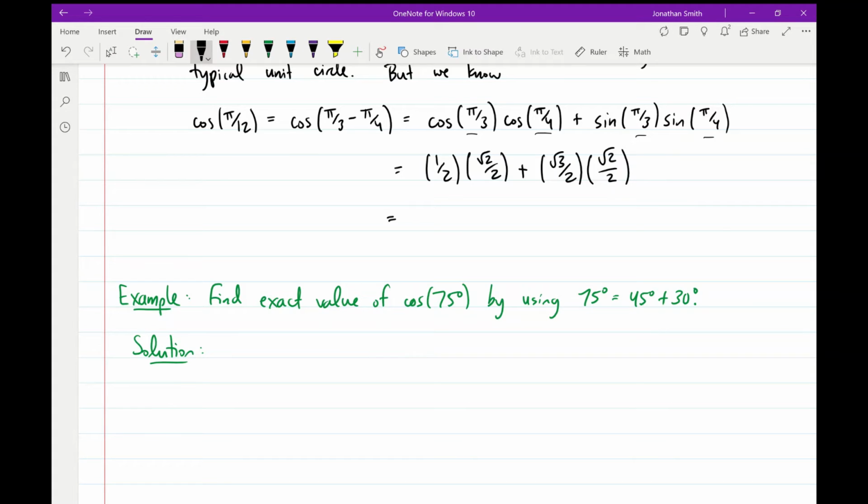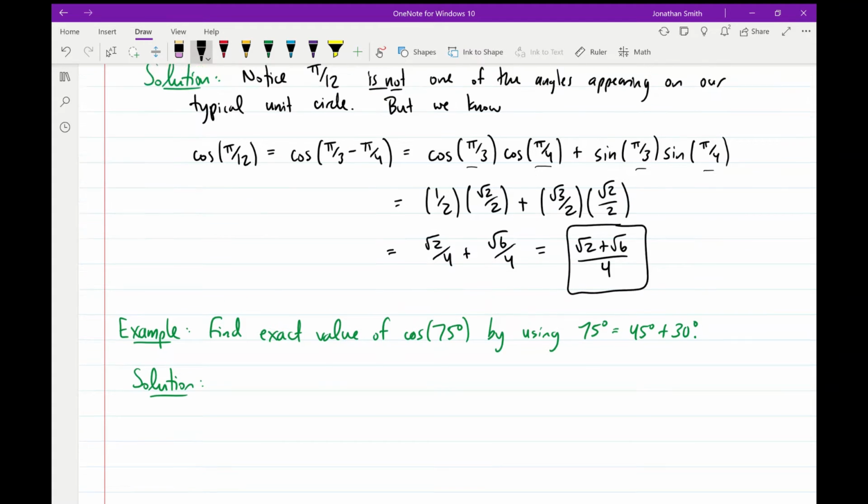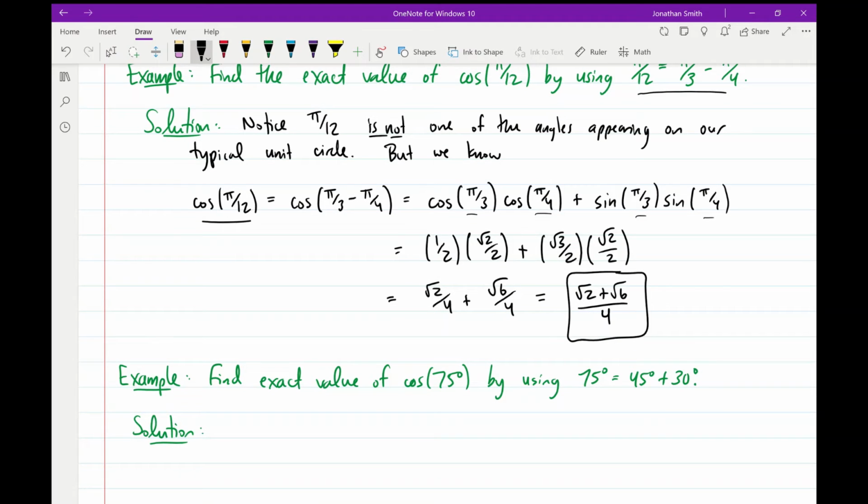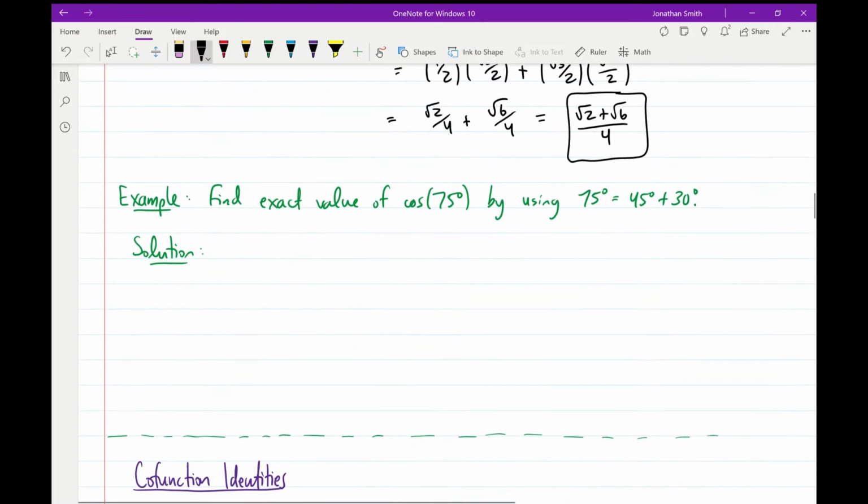All right, so now 1/2 times root 2 over 2 is going to give us a root 2 over 4, and root 3 over 2 times root 2 over 2 gives a root 6 over 4. And now we just add them together, and we get root 2 plus root 6 over 4. So this is the exact value of cosine of pi over 12, and we found it by using this difference formula that we've developed now.